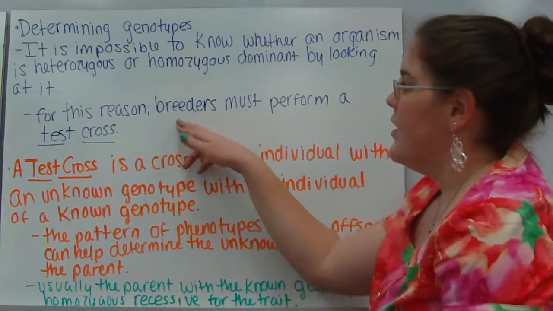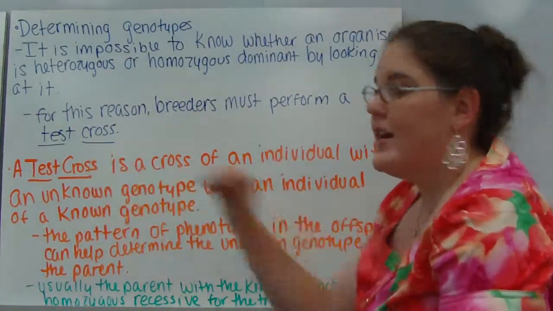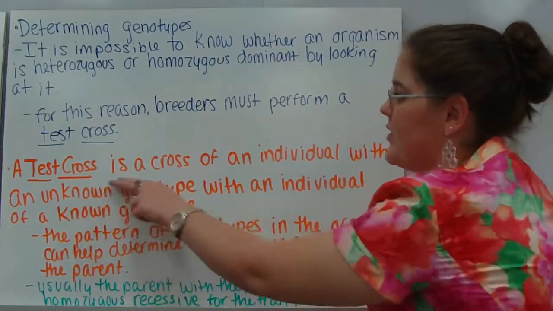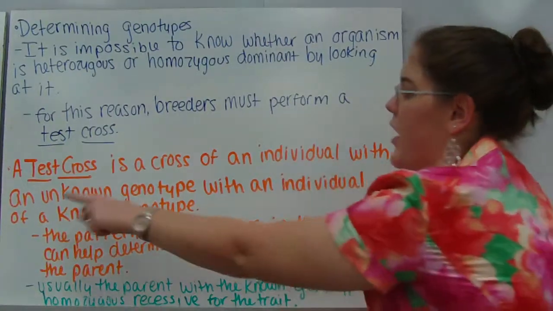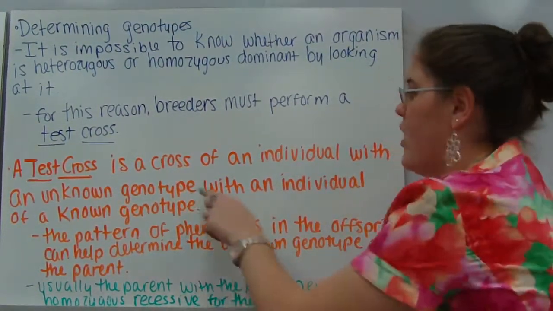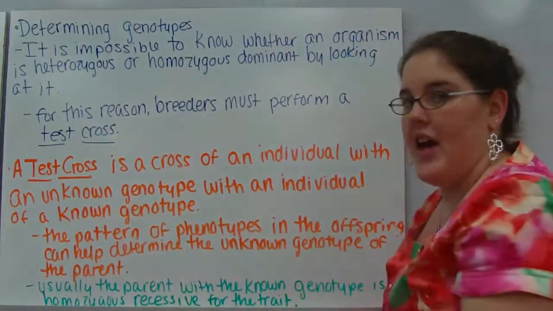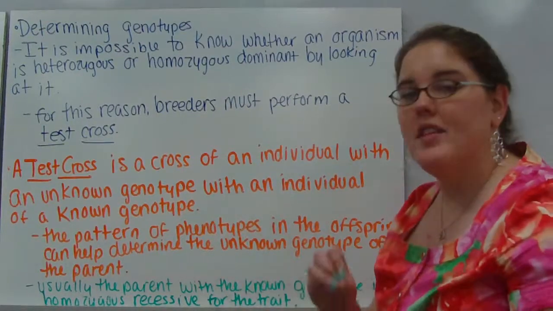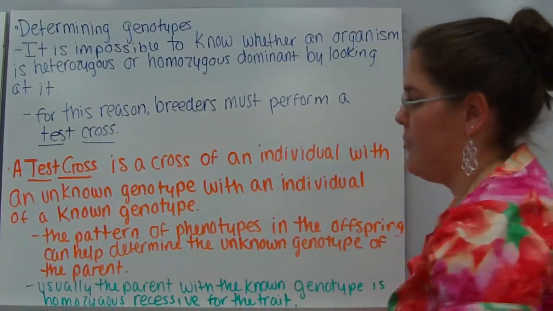For this reason, breeders must perform what is called a test cross, and they can do this both with plants and with animals. A test cross is a cross of an individual with an unknown genotype that we want to know, with an individual of a known genotype. So they take an organism that they know the genotype of, and they cross it with one that they don't know the genotype of.